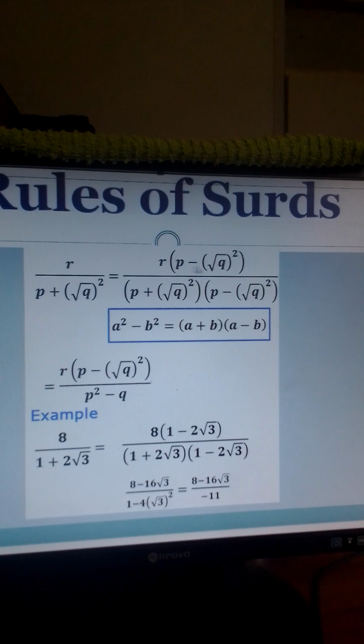We have the numerator r into p minus root q squared, divided by this one, which is p squared, comparing to p squared minus this term squared. So root q squared is equal to q. Alright, so you get this as the answer.